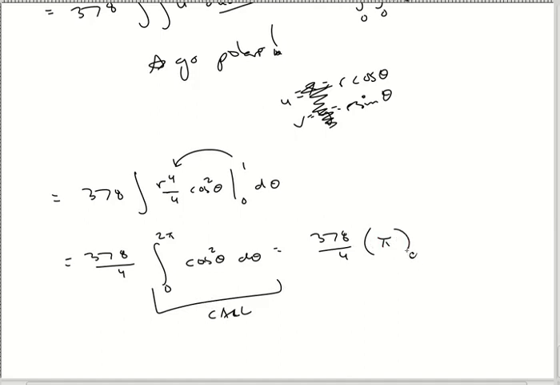It comes out to be a pi. So wow, that was easy. So in the end, it's 189 pi over 2 because these guys cancel just a tiny bit. There you go. Not too bad in the end.